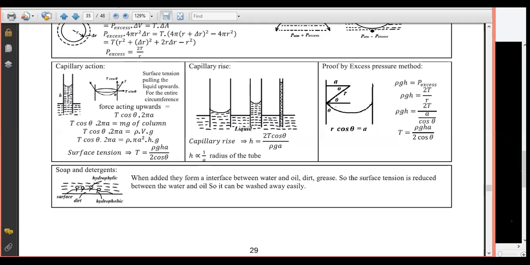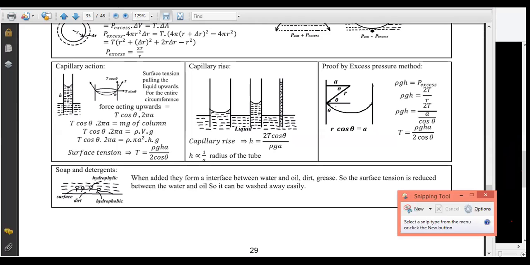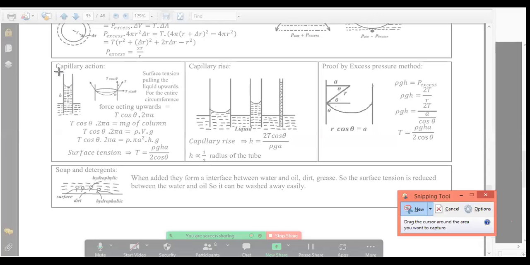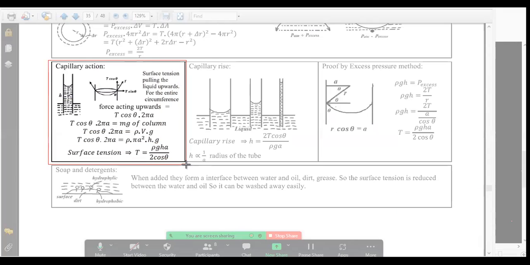Okay, this derivation, let's quickly do this. Very, very simple, nothing difficult at all. Just 2 steps, you'll get the answer.